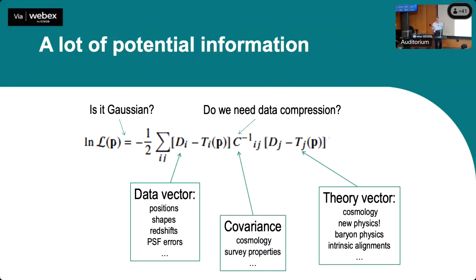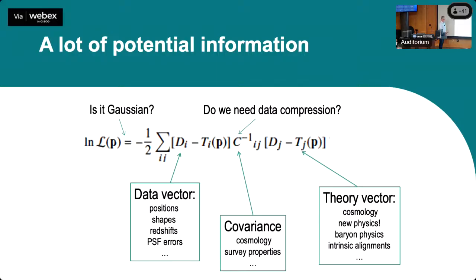We've launched, or are going to launch, telescopes to give us good data vectors: positions, shapes, redshifts, PSF errors. I won't bore you with that. But then on the theory side, how do you correlate these measurements? Do we need to compress the data to make the covariance more manageable? Otherwise you get very large calculations and covariances that are hard to compute. But of course, the more interesting part is the theory vectors, the cosmology, maybe some new physics, who knows?